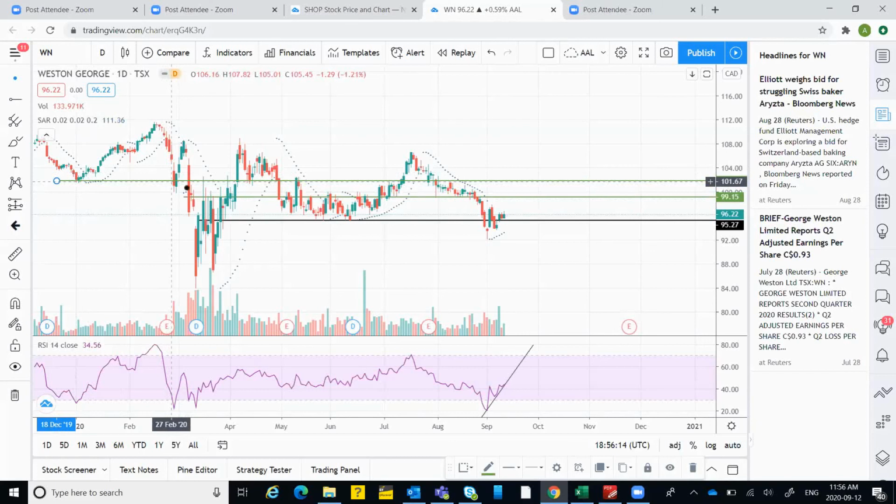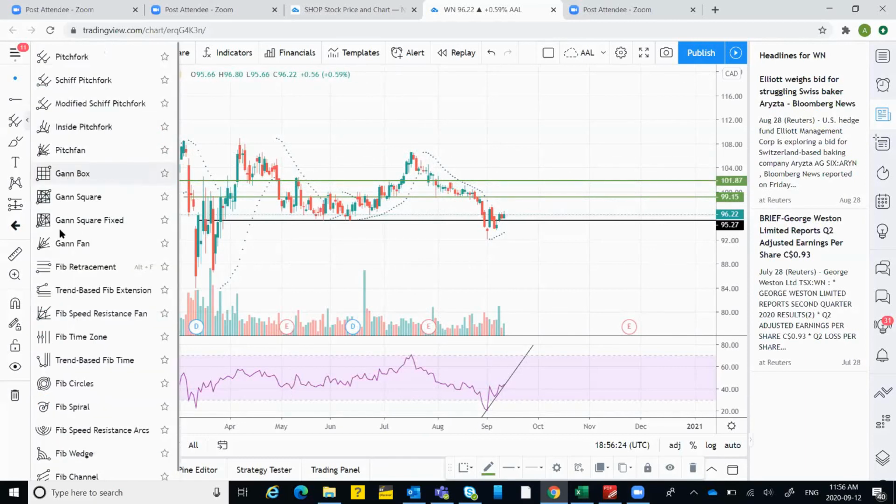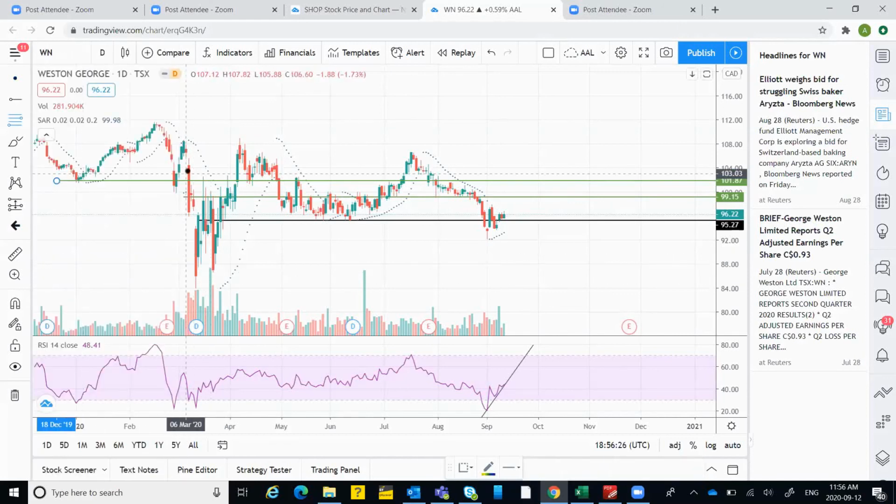It has touched this level one time, two times, three, four times here, and then this can be the second. And the ultimate target here would be 106. So let's apply something else. Fibonacci, what does Fibonacci have to say?